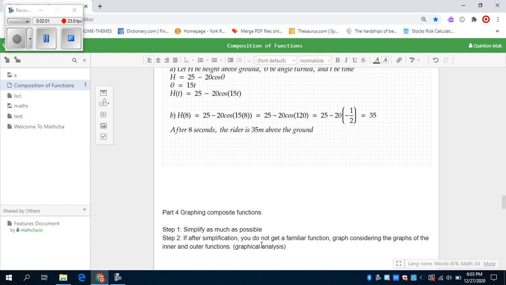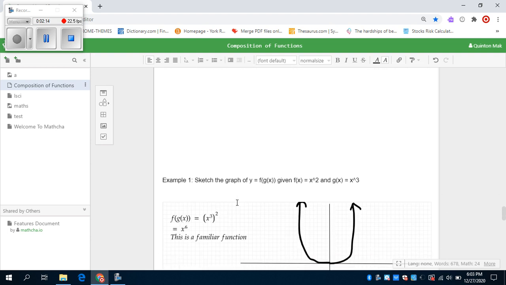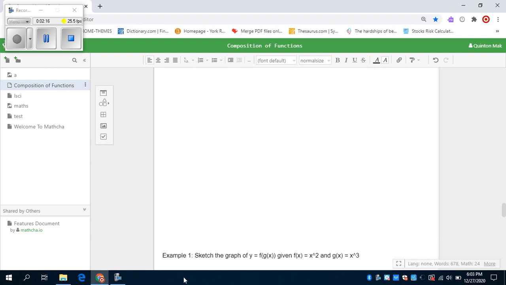But if you do not get a familiar function, then you have to graph considering the graphs of the inner and outer functions, which is what I call graphical analysis. Example 1, sketch the graph of y equals f of g of x, given f of x equals x squared and g of x equals x to the 3.